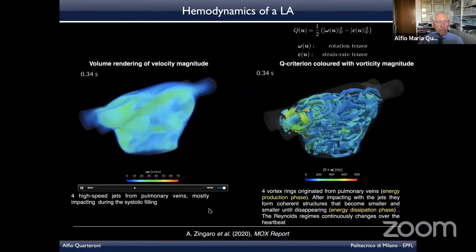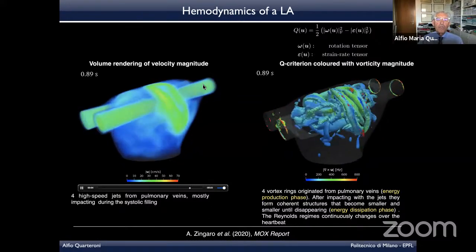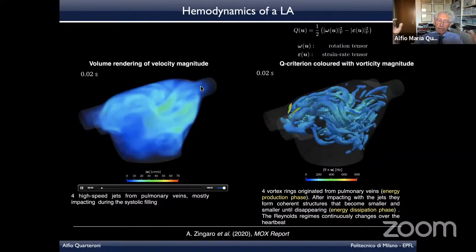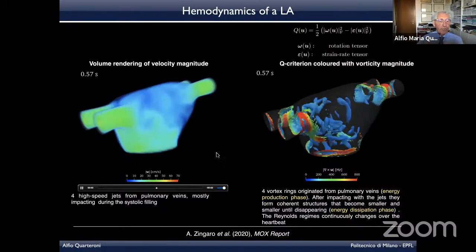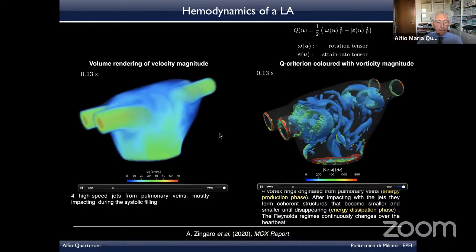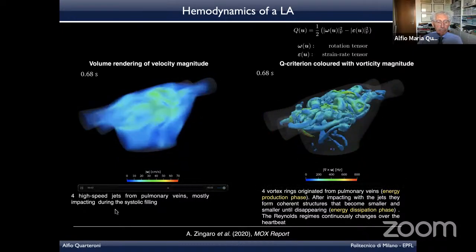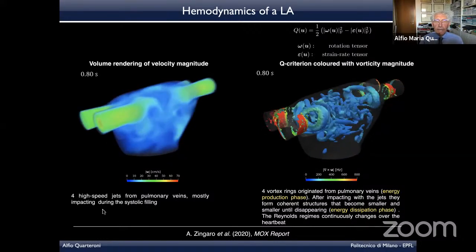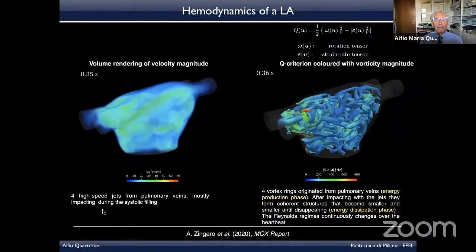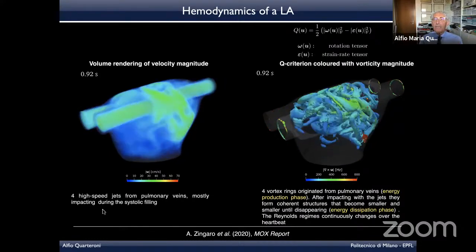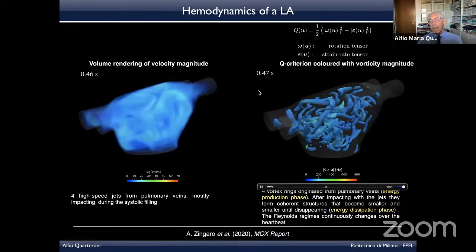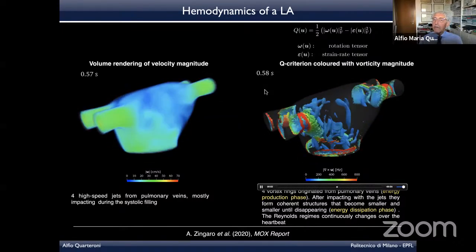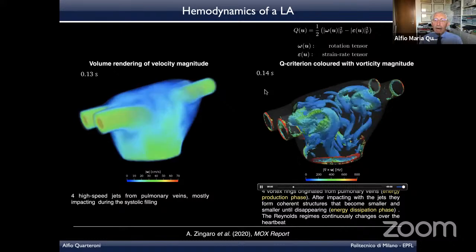And what we notice is that we have the 4 vessels here that are the pulmonary veins that are bringing oxygenated blood from the lungs to the heart. And we have 4 high-speed jets from the pulmonary veins, and they are mostly impacting during the systolic filling. The systolic filling is the one when the ventricle will contract. On the right-hand side, you can get an idea of the coherent vortical structures that are generated during a heartbeat.